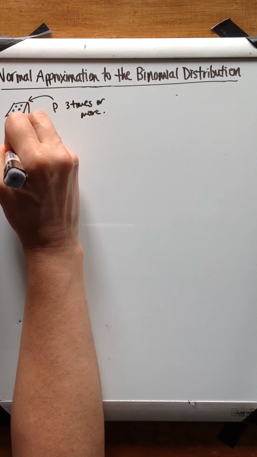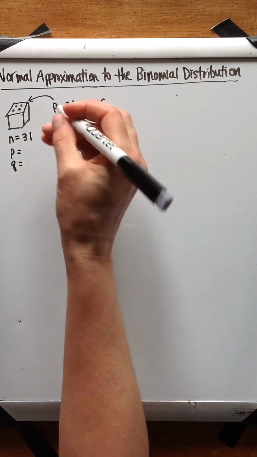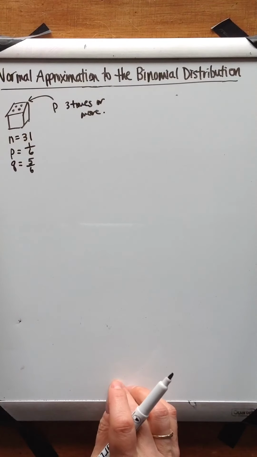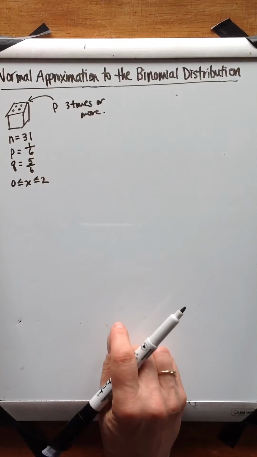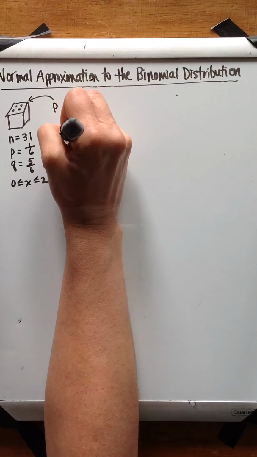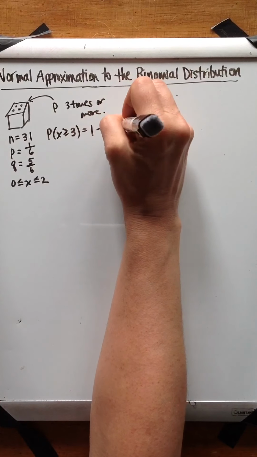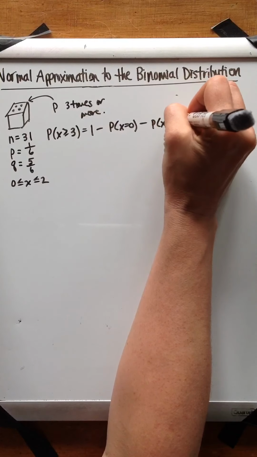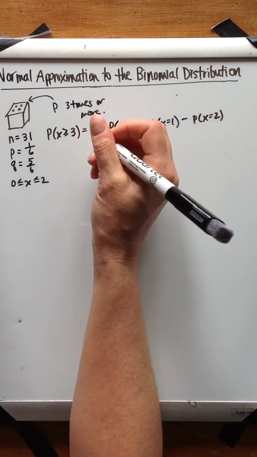So, let's begin by filling out our variables for a binomial distribution. Number of trials, 31. Probability of success, 1/6. Probability of not getting a 4, 5/6. And let's let x be anywhere from 0 to 2. So our probability of getting a 4 3 or more times is 1 minus our probability of getting no 4s, minus getting only 1 4 out of all 31 of those trials, and of getting only 2 4s out of all those trials.